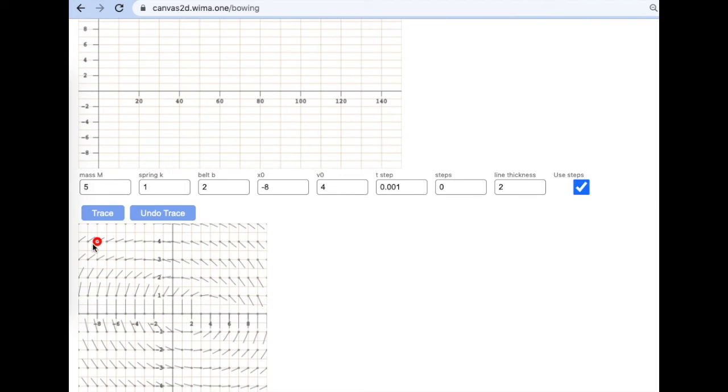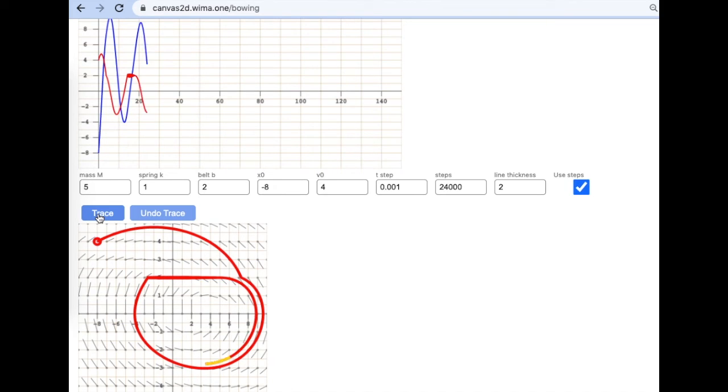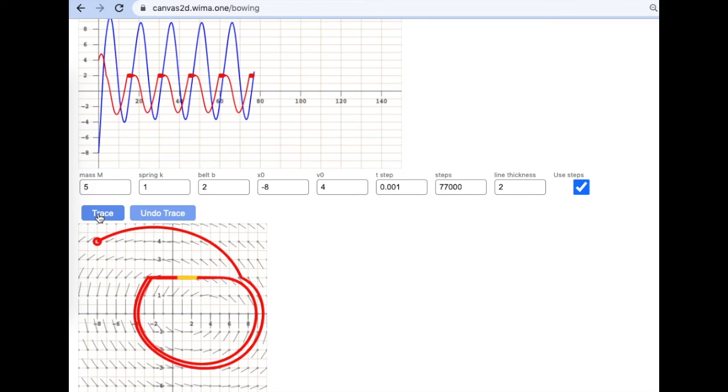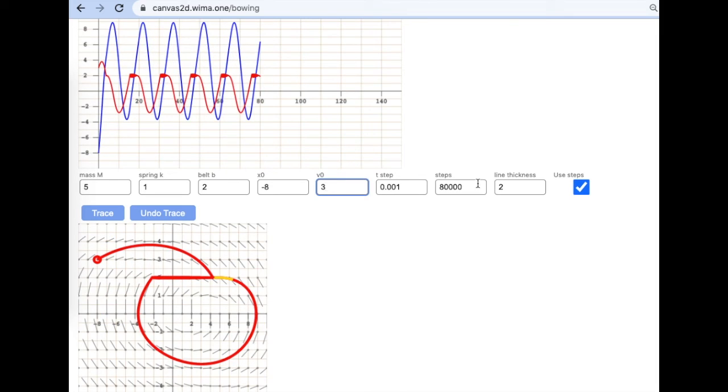Now let me change the initial value of the state and trace it one more time. Let's do this with another value.